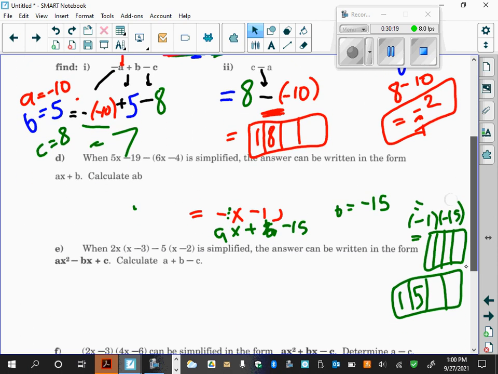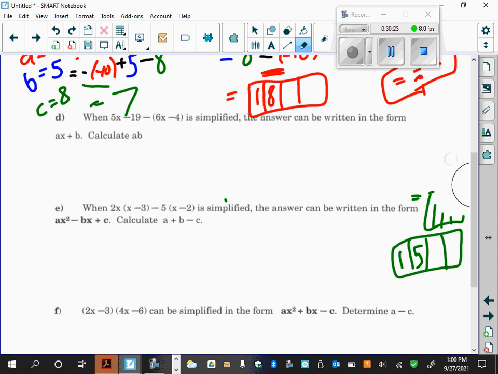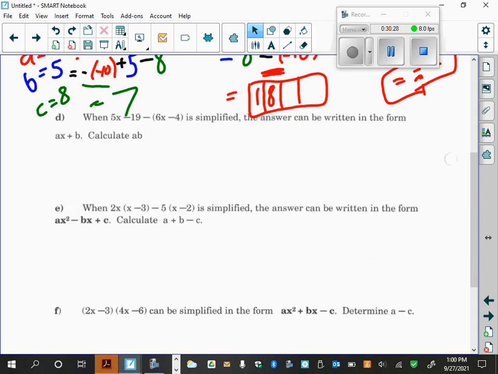Let's move on to D, which looks like I did last class. And we'll do it again. D is the distributive property. Blah, blah, blah, blah. Who cares? Let's just do this.